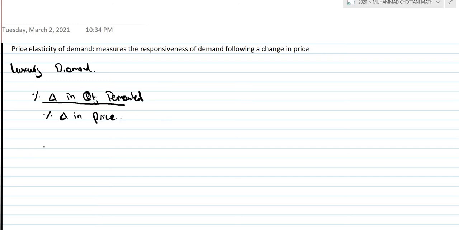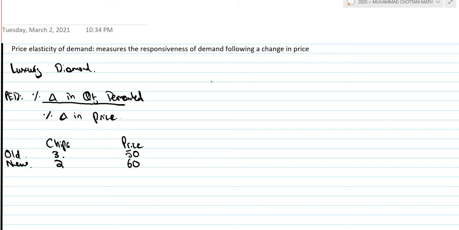Now let's say we have a commodity which is chips, and we have the price of chips here. Let's say that the old price of chips was 50 rupees. When the price was 50 rupees, you used to consume, let's say, 3 packets of chips. However, now since the price has risen to 60, you might be consuming only 2 packets of chips. So now our task is to calculate the PED.